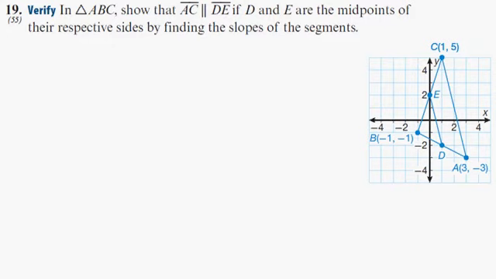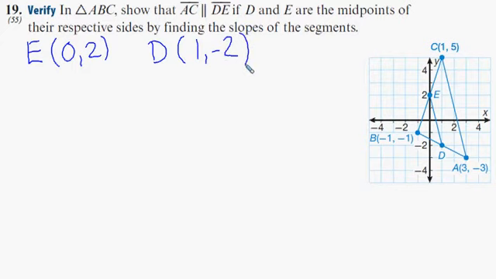Here's another problem where we've been asked to verify, which means we're going to have to show our work. It's a proof, so you've got to show all of your steps. I'll start by just jotting down the coordinates for E, which is 0, 2, and D, which is 1, negative 2.